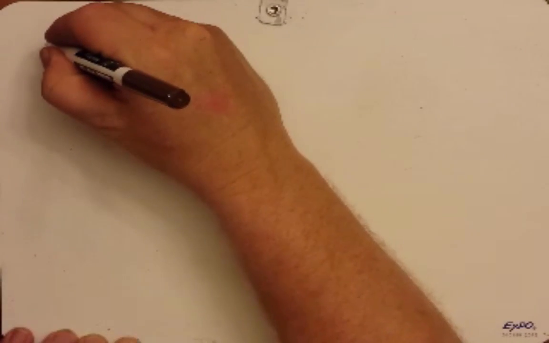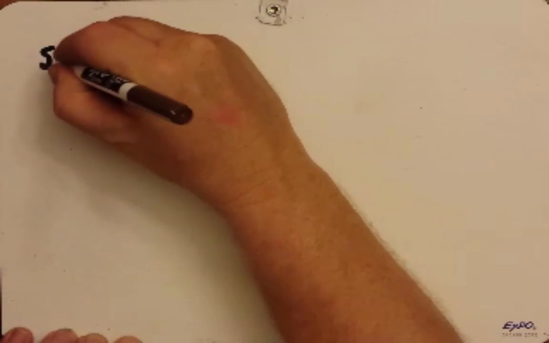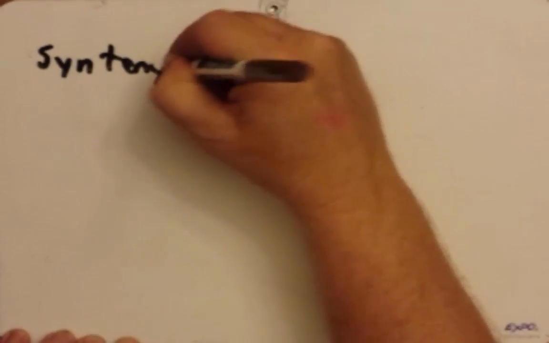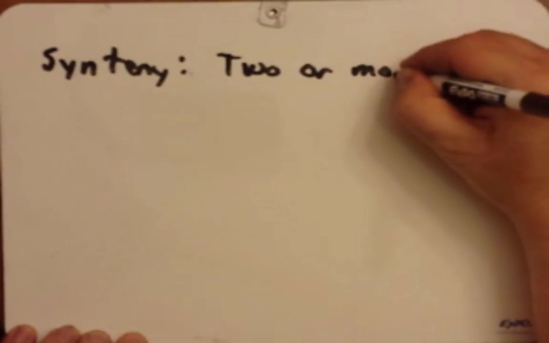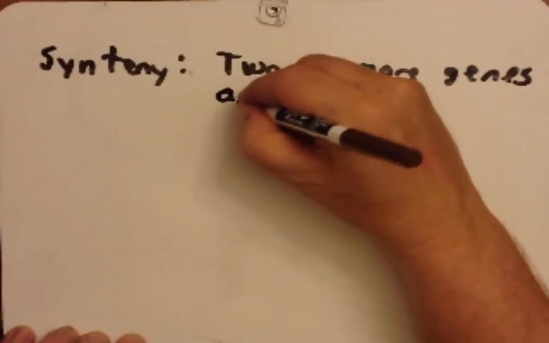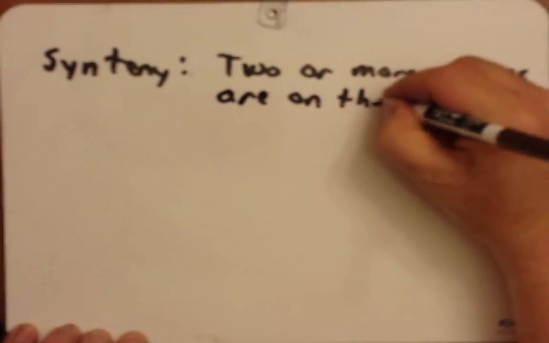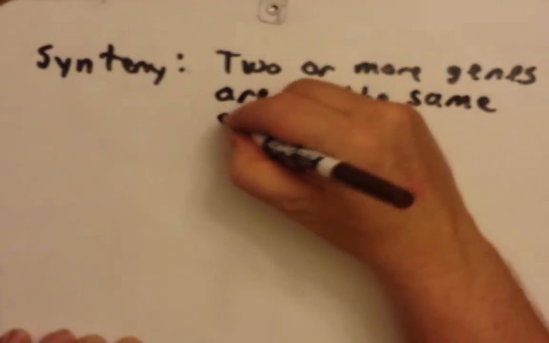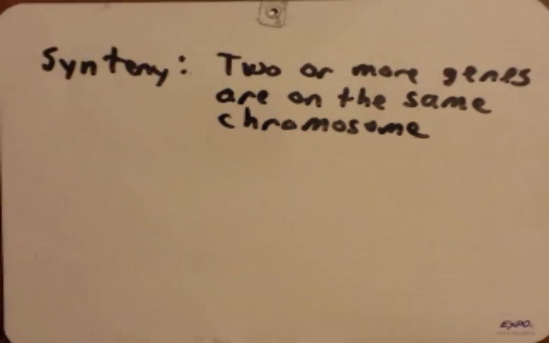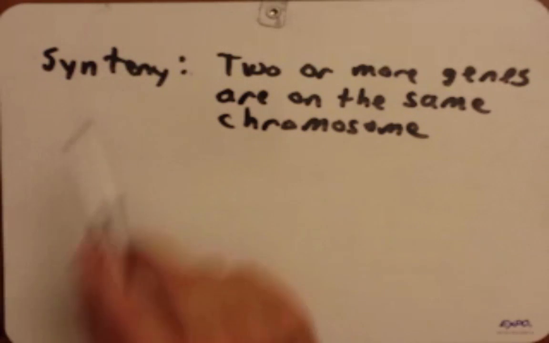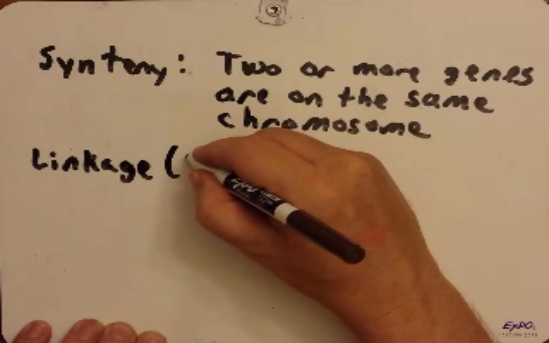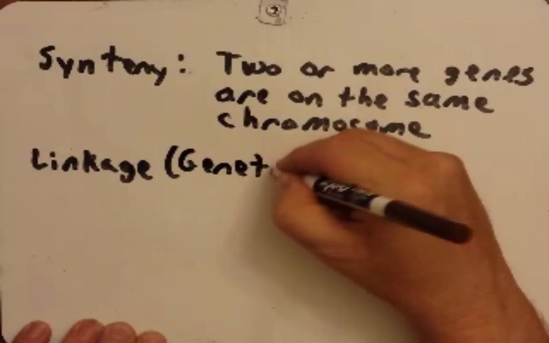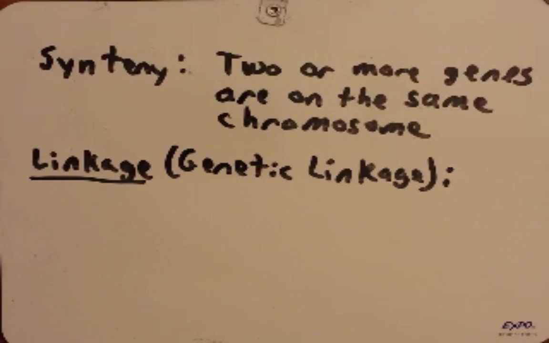The first term is a term called synteny. This is when two or more genes are on the same chromosome. So if genes X and Y are on the same chromosome, we say that these two genes are in synteny with each other. We use this term linkage, and sometimes people will add a word to this and call it genetic linkage, but it's more common just to use the word linkage.